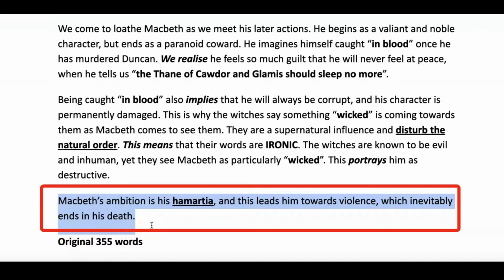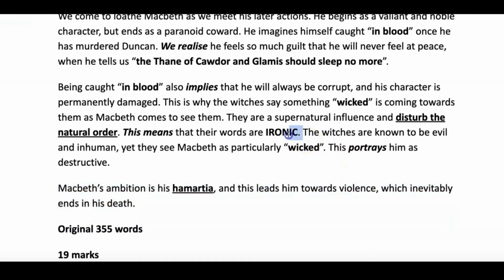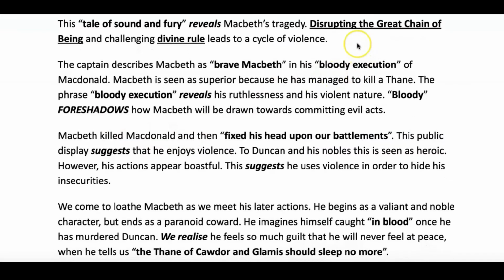So the student is suggesting that Macbeth is punished because of this hamartia and punished with death because he has turned to violence and used that violence against his own king. We can see the one other named method that the student has used in addition to foreshadowing, and that is irony. And the underlined parts of the essay show us where the student is using context to explain Shakespeare's viewpoint. So we've got hamartia, we've got the idea of disturbing the natural order, which fits with the idea of divine rule of kings and the disruption of the great chain of being.